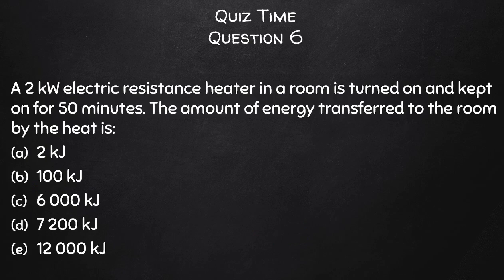Question 6 asks, a 2 kilowatt electric resistance heater is in a room. It is turned on and kept on for 50 minutes. The amount of energy transferred to the room by the heater is option A, B, C, D, or E. Quickly do the calculation and then move on. The answer should be 6,000 kilojoules or 6 megajoules. So that's a fair amount of energy there.